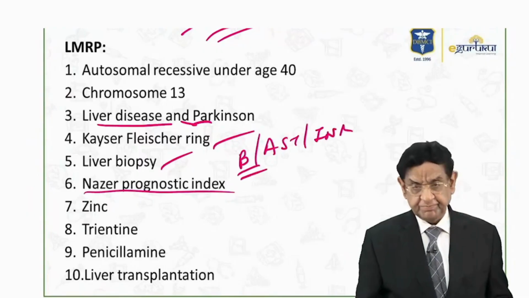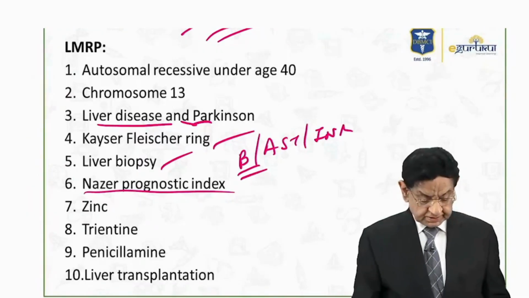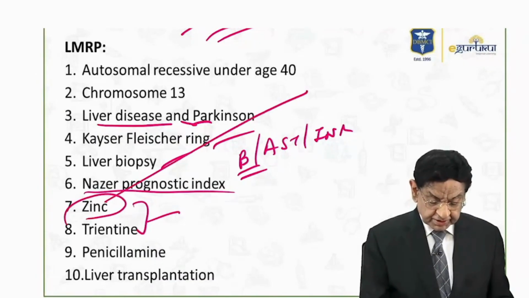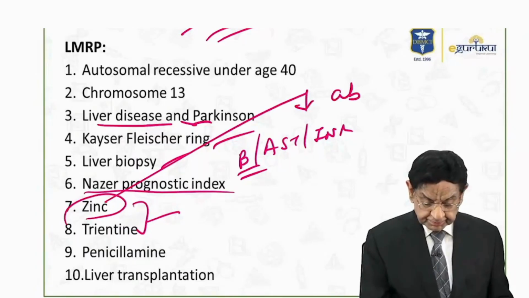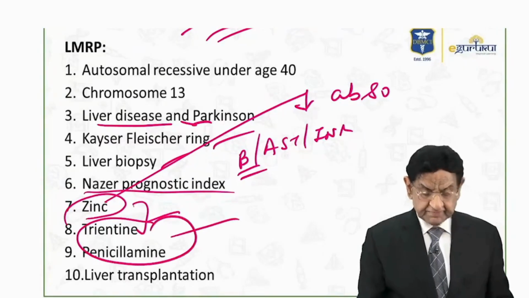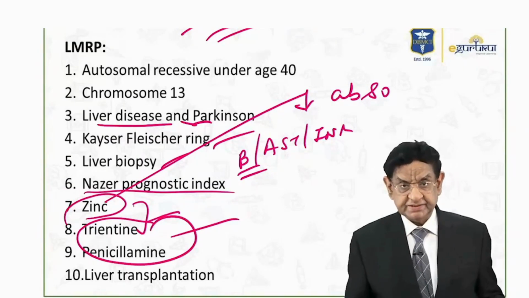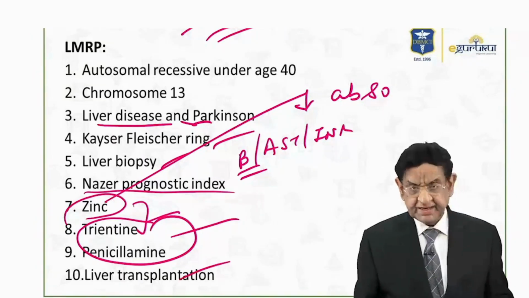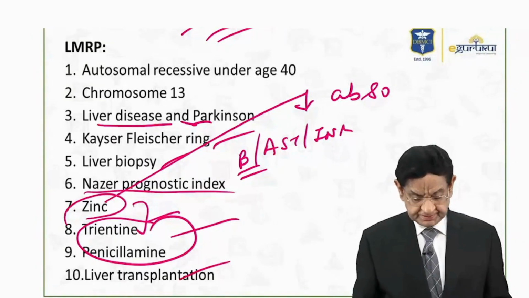Zinc and trientine. Zinc will do what? It causes reduced absorption. Trientine and penicillamine, they are the chelators. They chelate excess of copper. And finally, the liver transplantation.